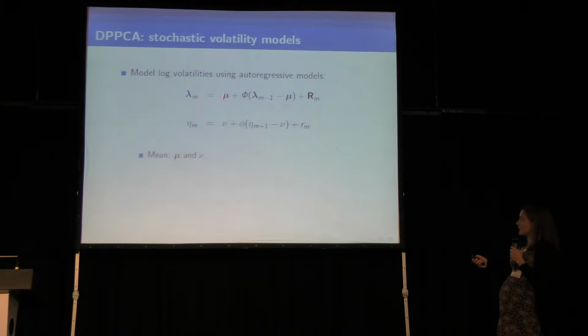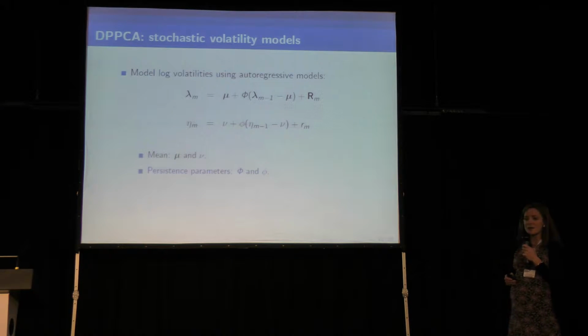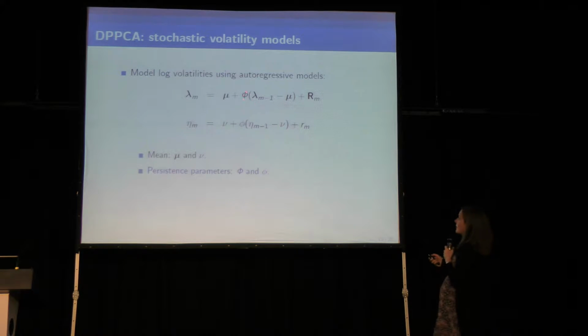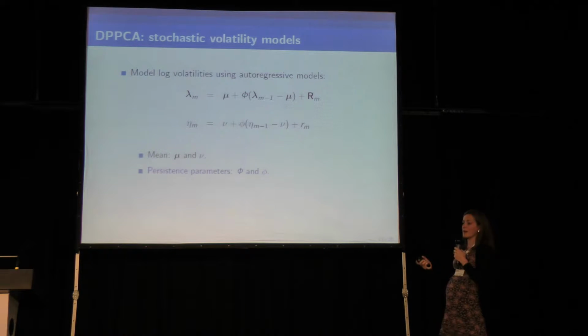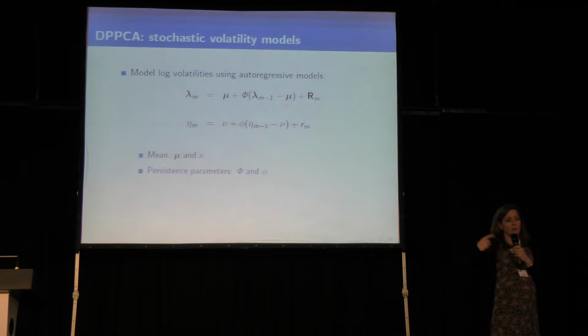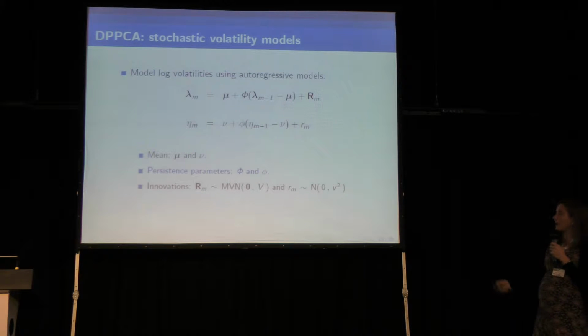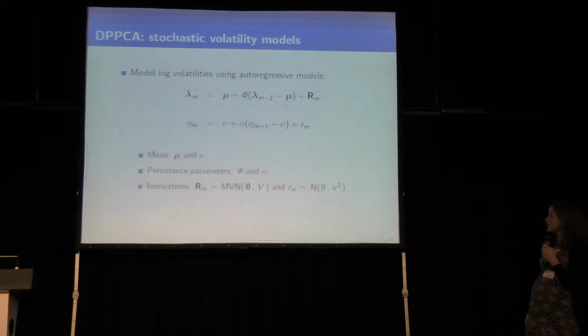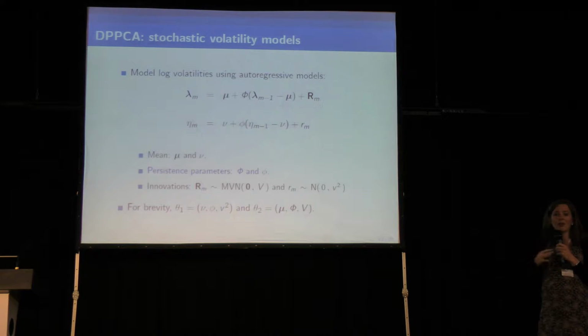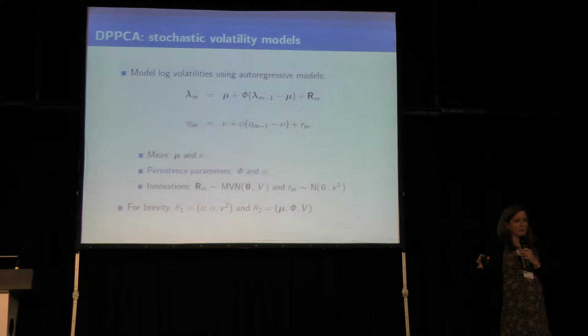We have mean parameters which aren't really of interest to us. What we are particularly interested in are going to be these persistence parameters. So the phi parameter here tells us about the degree of dependence between time point m-1 and time m. So they're going to be of interest. And then again, showing the literature, they call these error terms, the R's here, innovations. So for brevity, because there's a lot of terminology here, I'm just going to call these theta 1 and theta 2. Just think of those as being the stochastic volatility parameters.